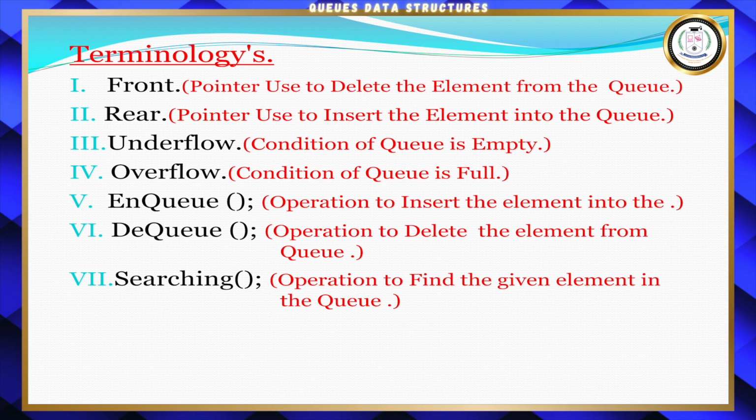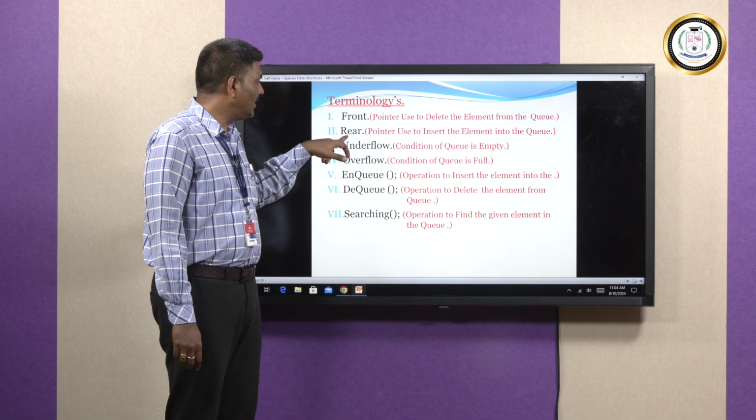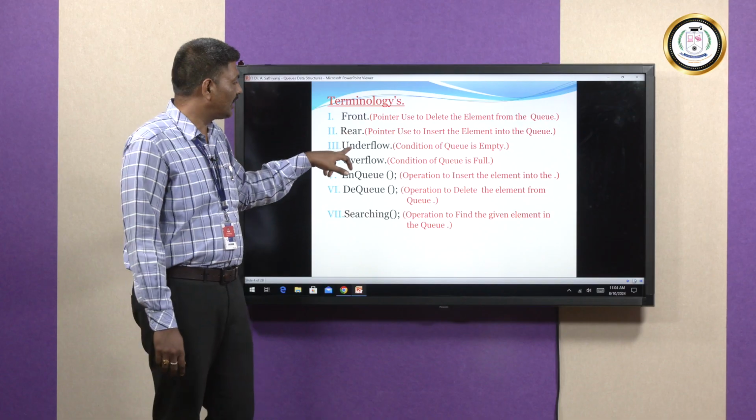Terminology, the list of terminology: front, rear, underflow, overflow, EnQueue, DeQueue, searching. Front is a pointer used to delete the element from the queue. Rear is a pointer used to insert the element into the queue.